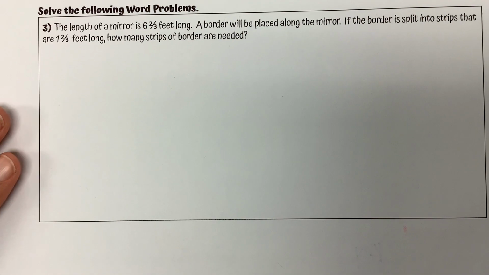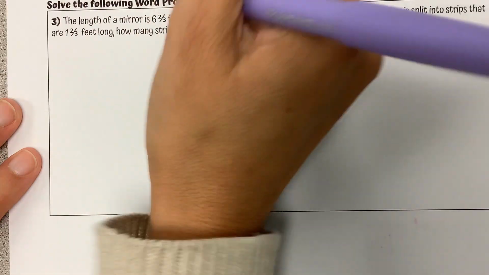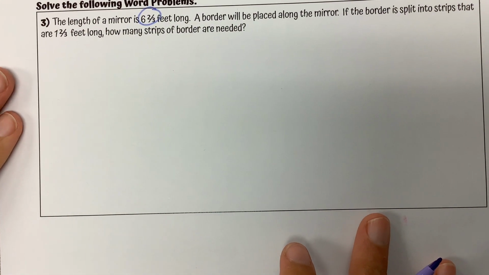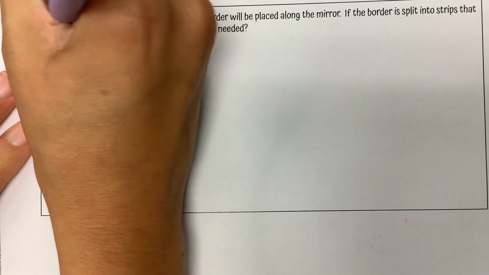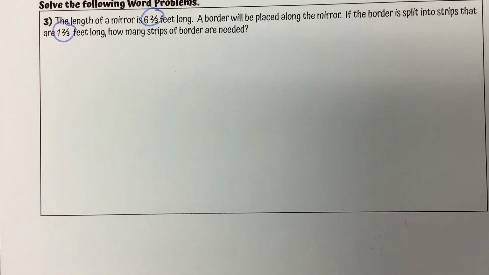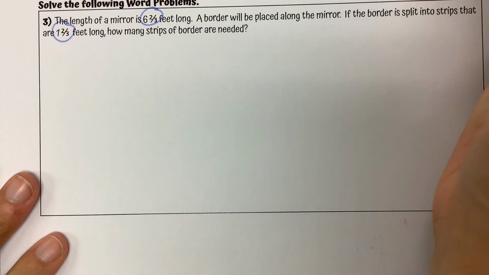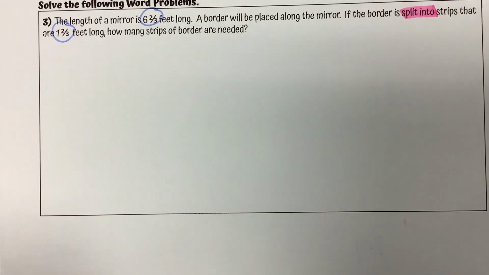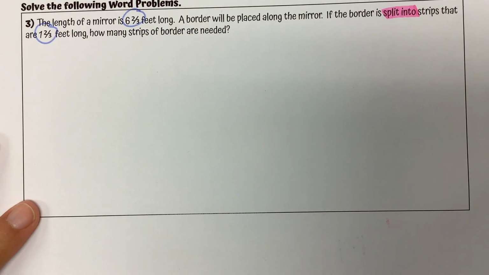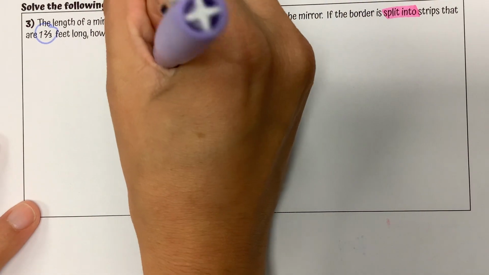One more problem. The length of a mirror is 6 2/3 feet long. A border will be placed along the mirror. If the border is split into strips that are 1 2/3 feet long, how many strips of the border are needed? So first thing, let's look for that key word. The key word that I see is split and into. Both of those are words that tell you division. So we've split it into, we've divided it up. Now, we know it's a division problem.